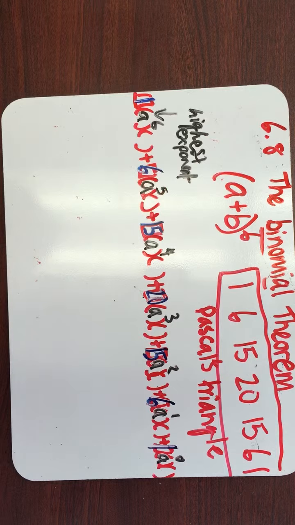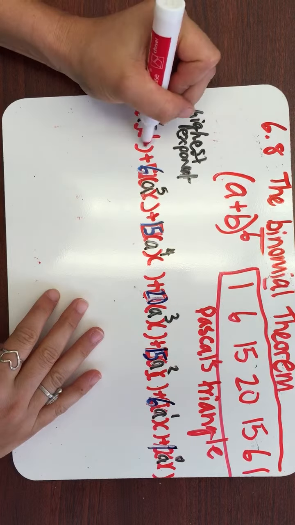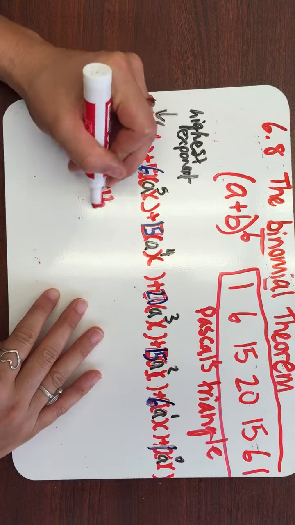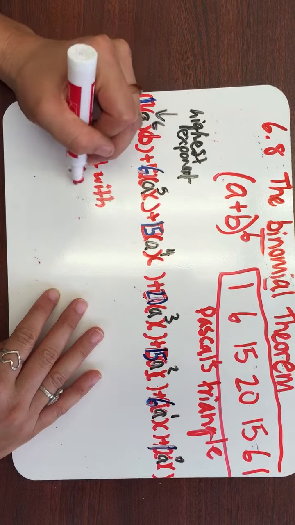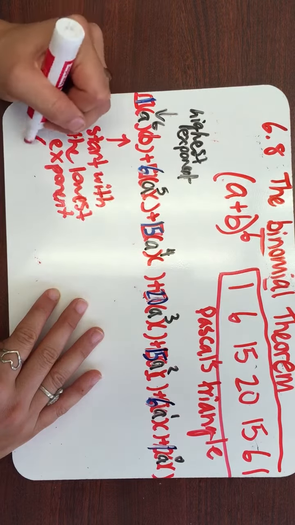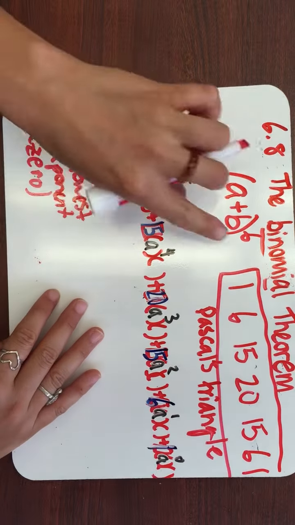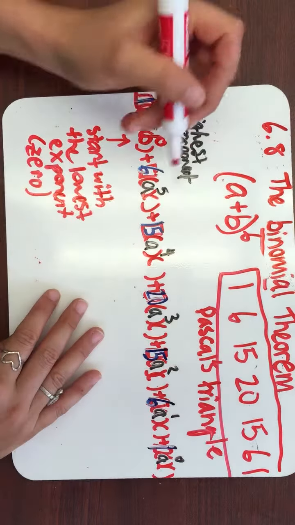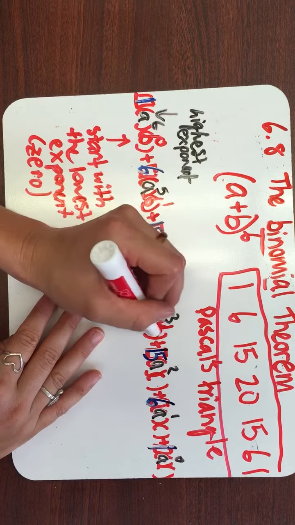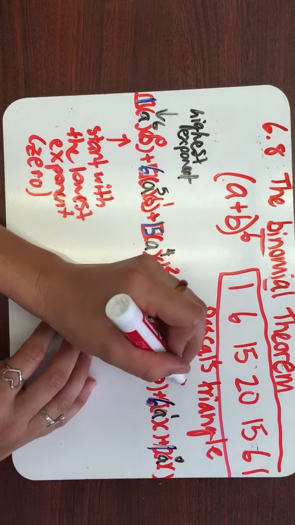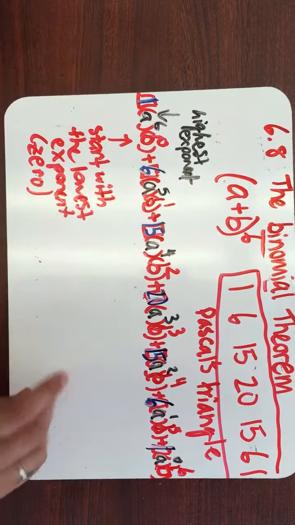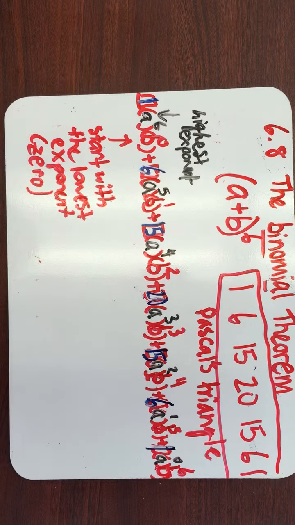Then we'll do it for the b, and b will start with the lowest exponent, which is always going to be 0. And then you go to your highest, which is whatever you're expanding it to. So b to the 0, b to the 1st, b squared, b to the 3rd, b to the 4th, b to the 5th, and b to the 6th. And then we can just clean this up a little bit.